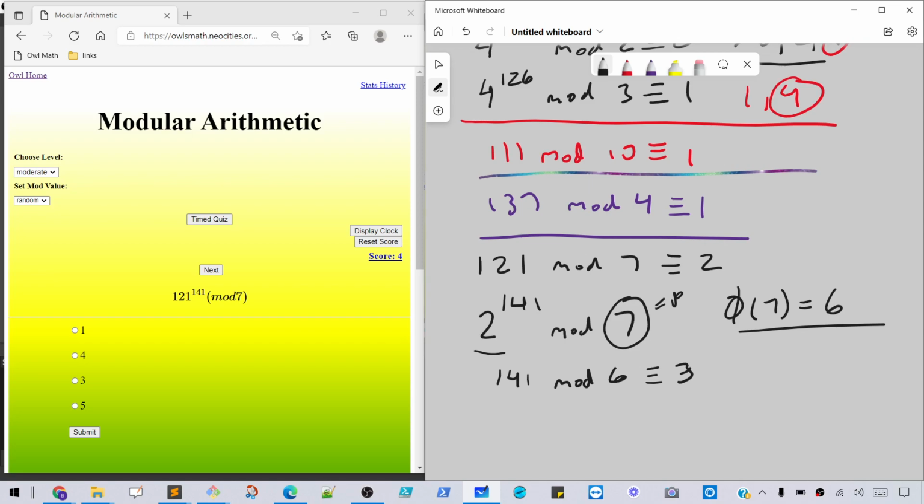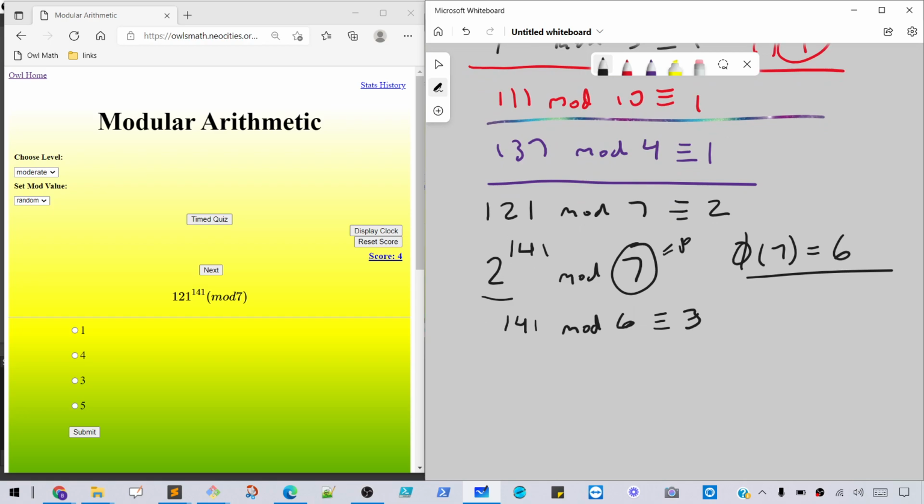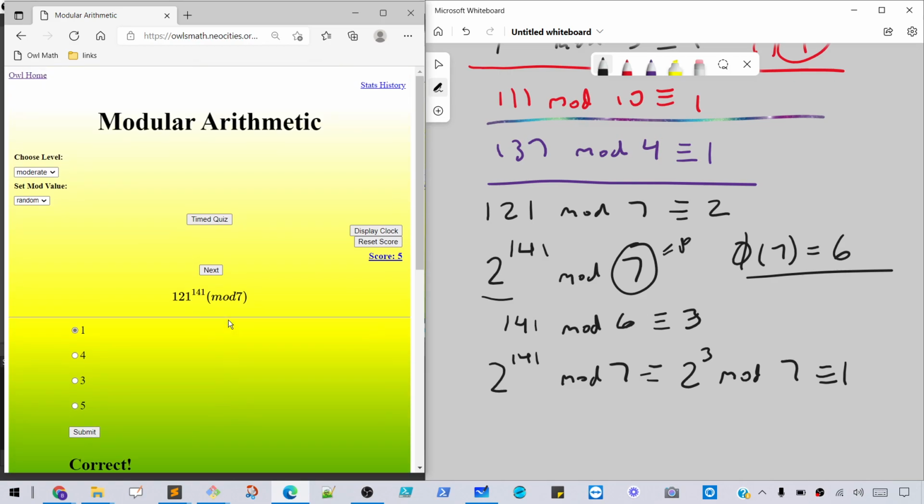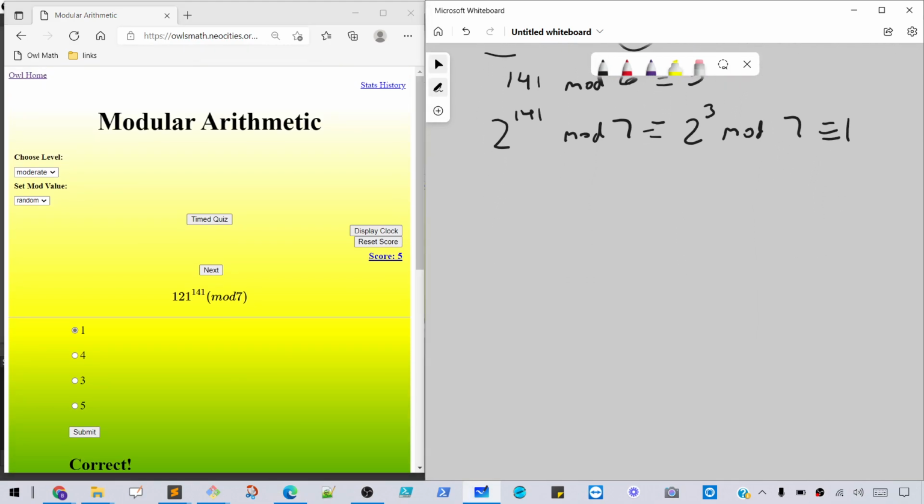And then we can reduce this: 2 to the 141 mod 7 is going to be congruent to 2 to the 3. You see how that simplifies significantly. 2 to the 3 is 8. 8 mod 7 is congruent to 1. Let's check that. 1 is our answer. Good, good, good. Let's do another one.